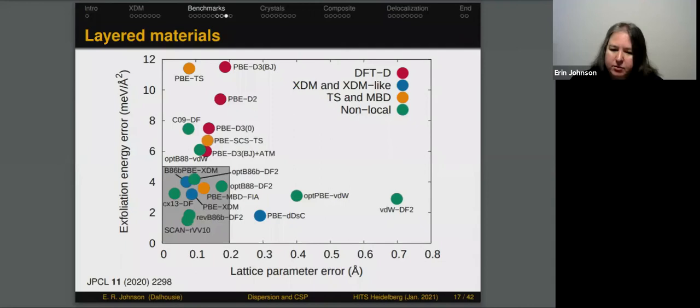non-density-dependent dispersion correction. So with PBE-TS or several of the Grimme dispersion methods, you see significant overestimation of the exfoliation energy of these layered materials due to an overestimation of dispersion coefficients. Conversely, with a few of the non-local van der Waals methods, the exfoliation energies have good agreement with reference data, but we have overly large interlayer lattice parameters.